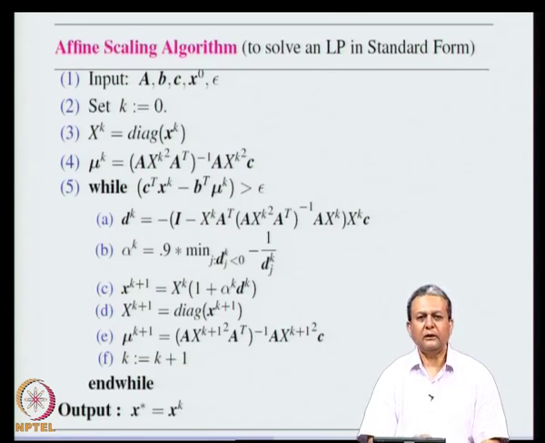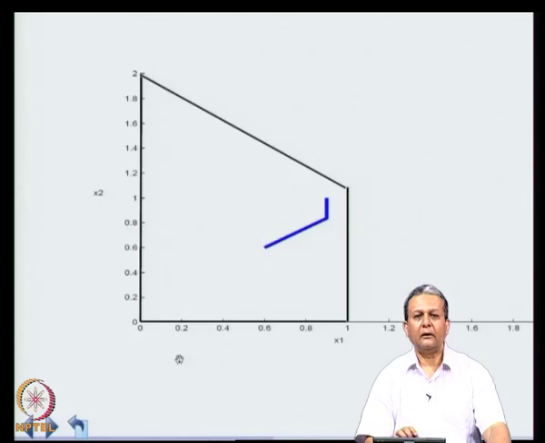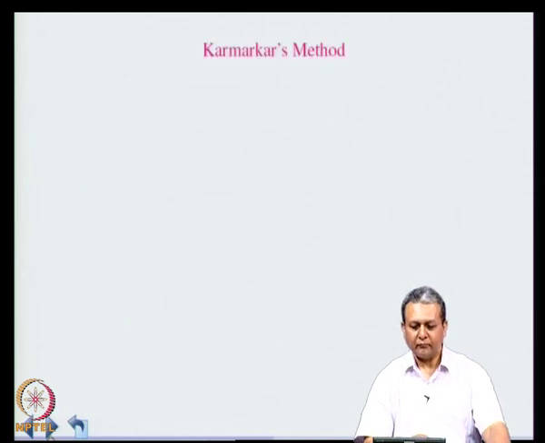So, this is the idea of affine scaling algorithm, and we saw in the last class that the points generated are in the interior, and this was the plot for the 4 iterations of affine scaling algorithm. Now, with this background, we move on to Karmarkar's algorithm.